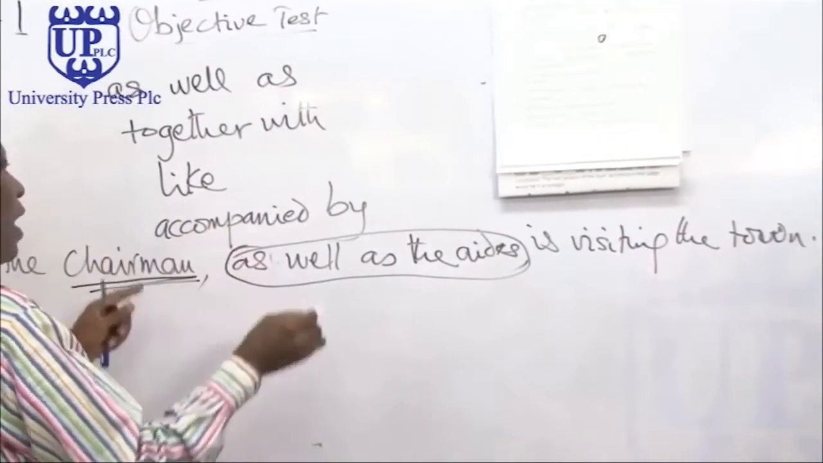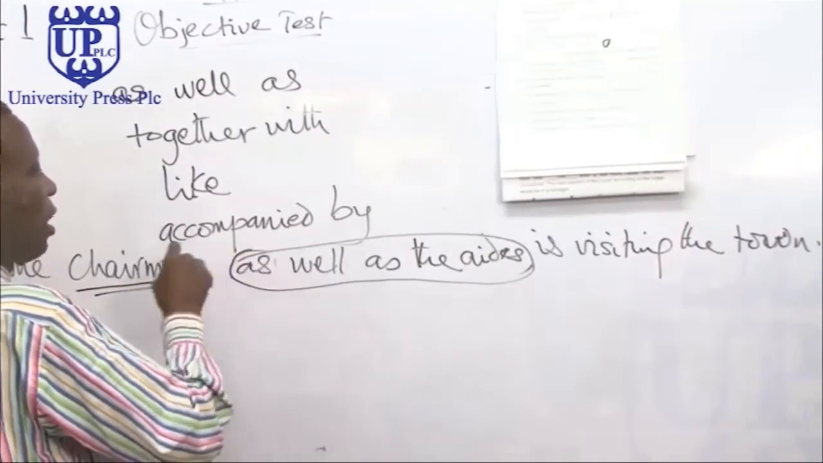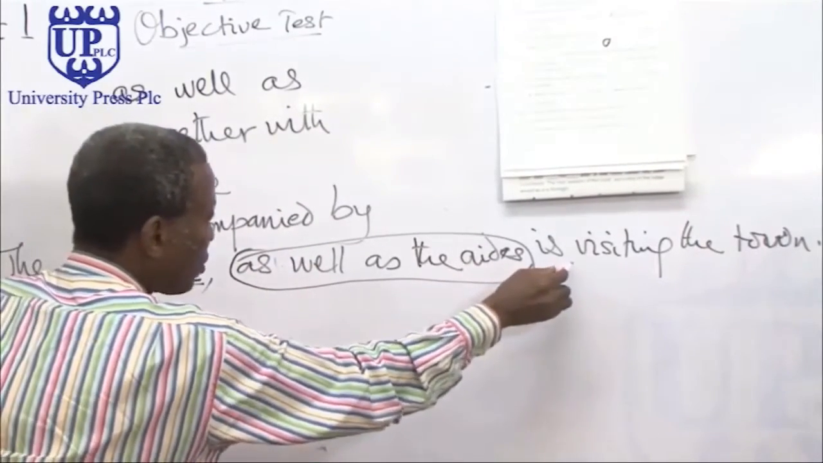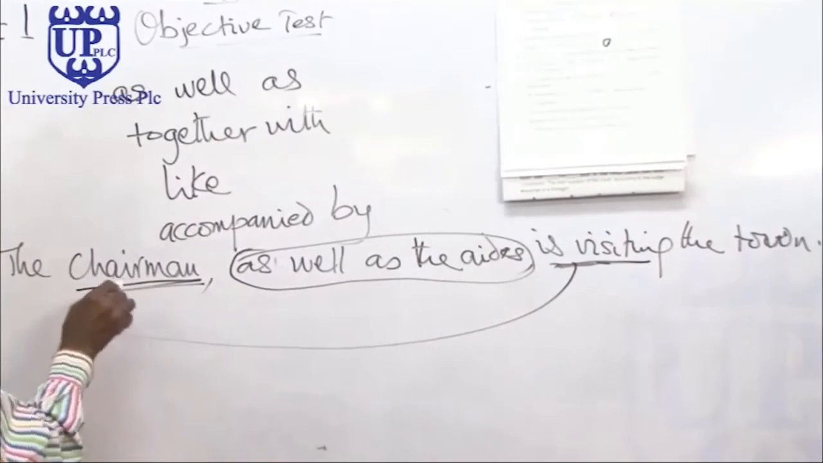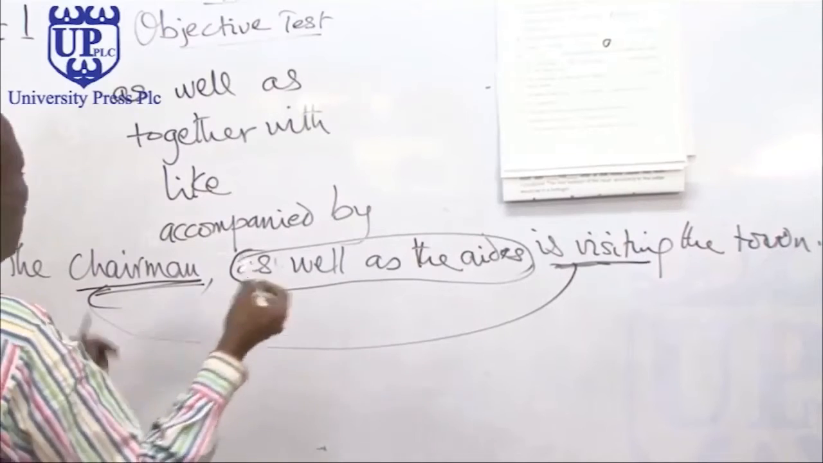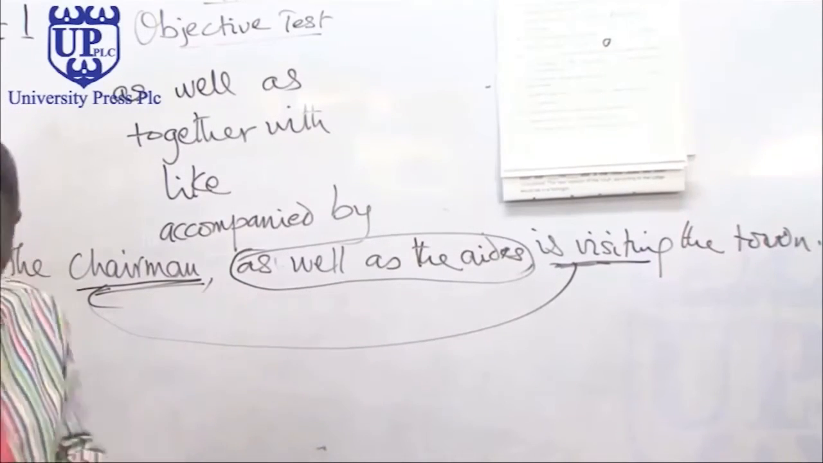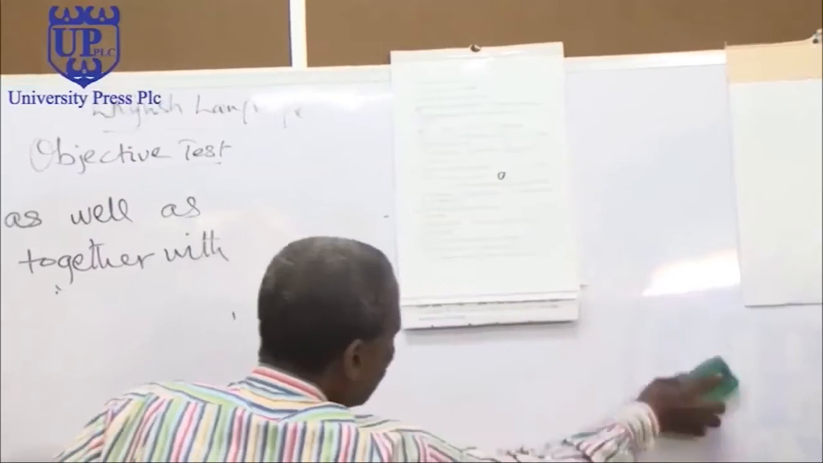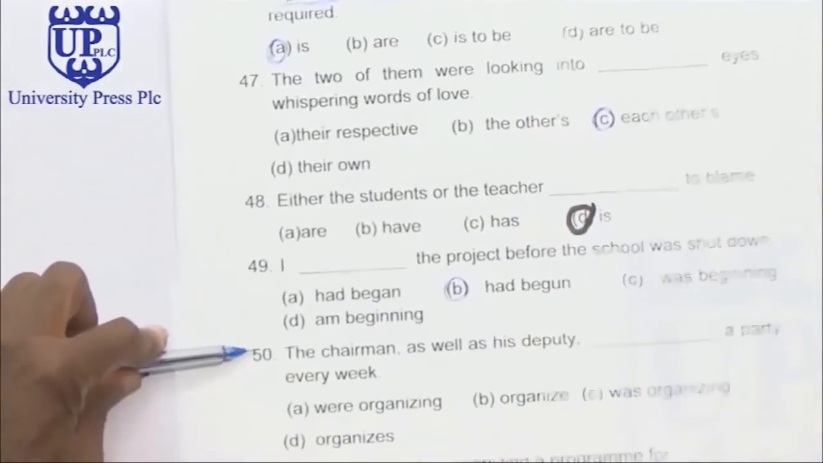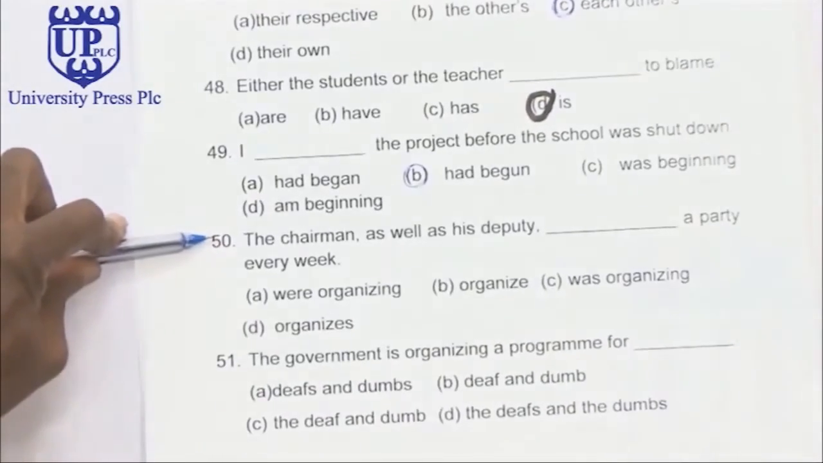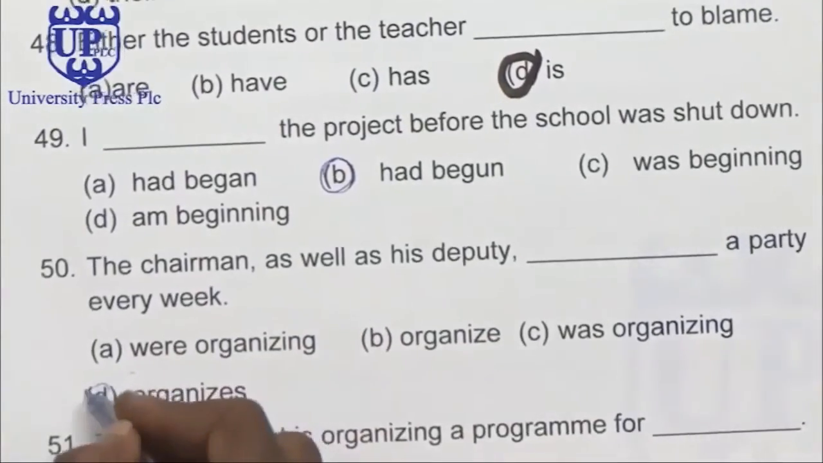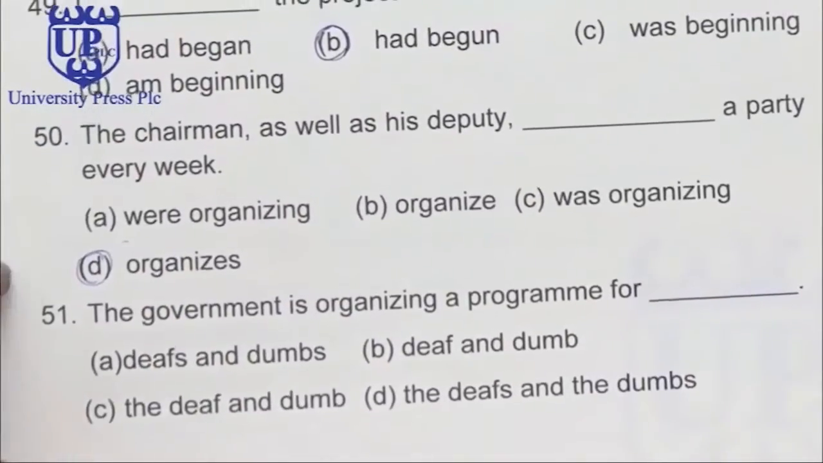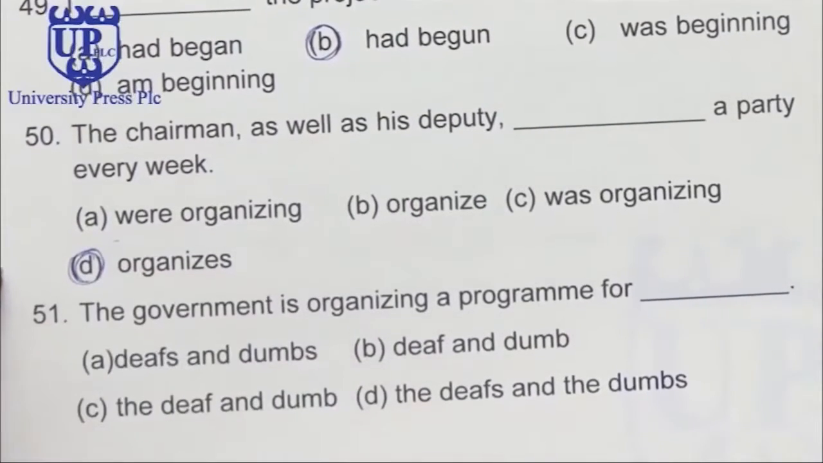So wherever you have as well as, together with, like, accompanied by, the verb must agree with the first. This is the verb now, agreeing with this first subject mentioned. That is the rule there. We can have some other ones. So for number 50, we have the chairman as well as the deputy organizes. That will be the answer. Organizes, the chairman organizes a party every week.